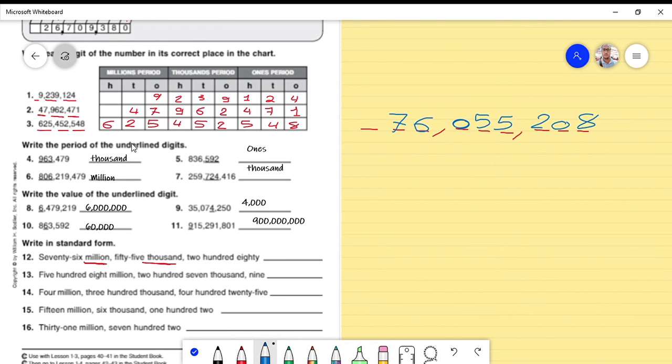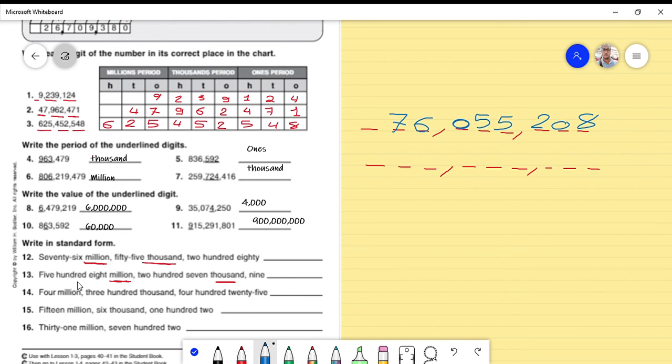Okay, so let's move to the second. Here is 508 where? In the million. 207 where? In the thousand. And here 9 will be in the ones. So look here: ones, tens, hundreds; ones, tens, 100,000; ones, tens, 100 million. Okay, so let's move.